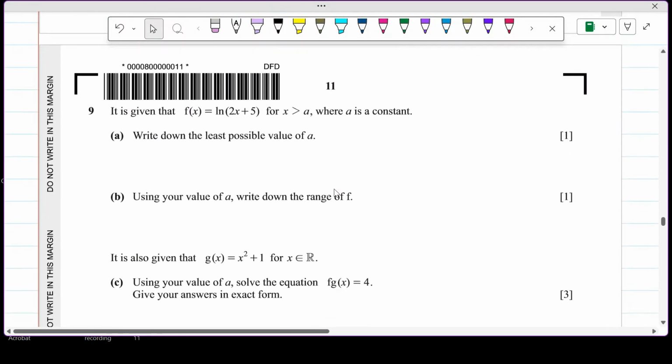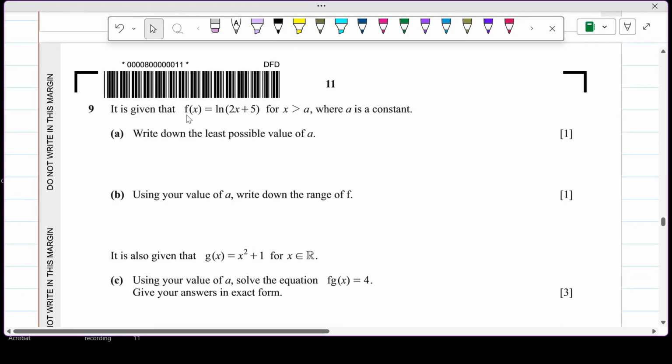Okay, let's move to question number 9. It is given that f of x is equal to ln of 2x plus 5, for x greater than a, where a is a constant. Write down the least possible value of a. For the existence of the ln function, the argument should be greater than 0.